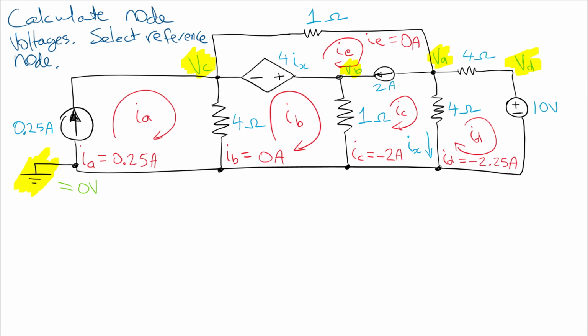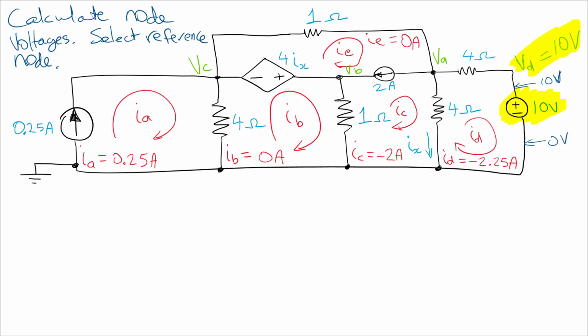So the first thing I notice is that VD is equal to 10 volts. Now I don't need to use my mesh currents to solve for this because it's obvious immediately that VD is equal to 10 volts. On this side it's 0 volts, and because this is a 10 volt source, this side must be 10 volts. So VD must be 10 volts. We don't need to use mesh current analysis for that.